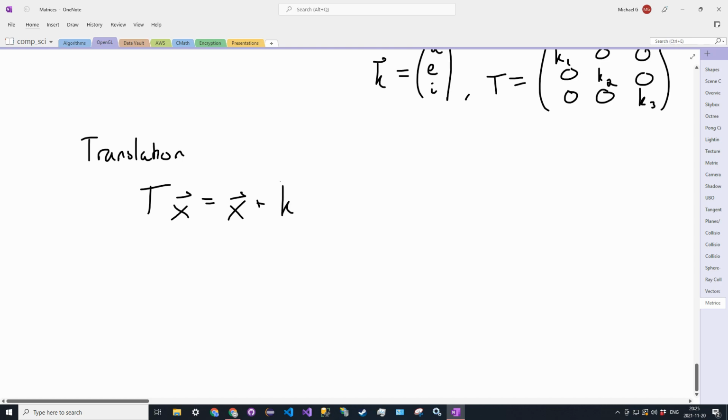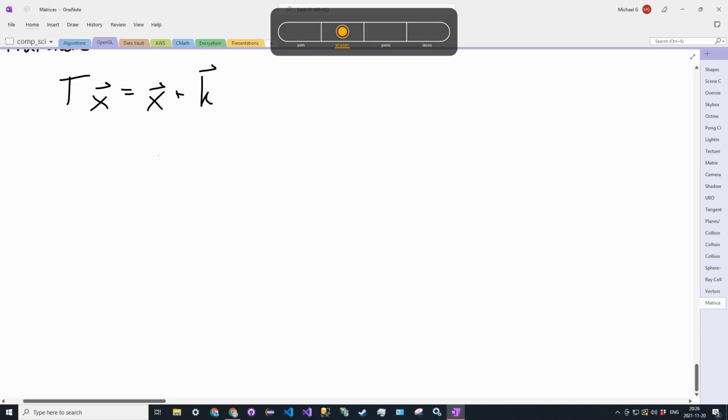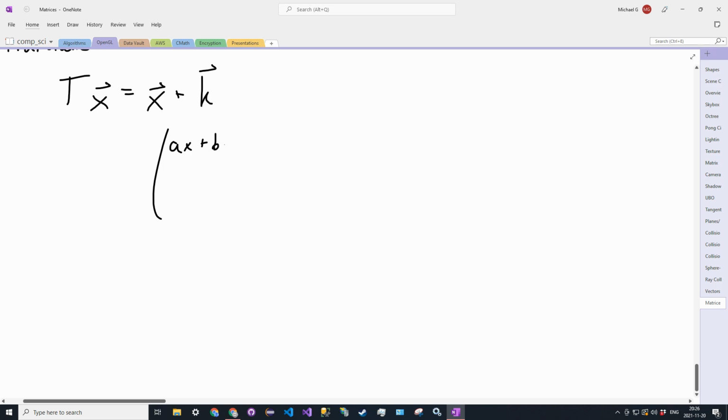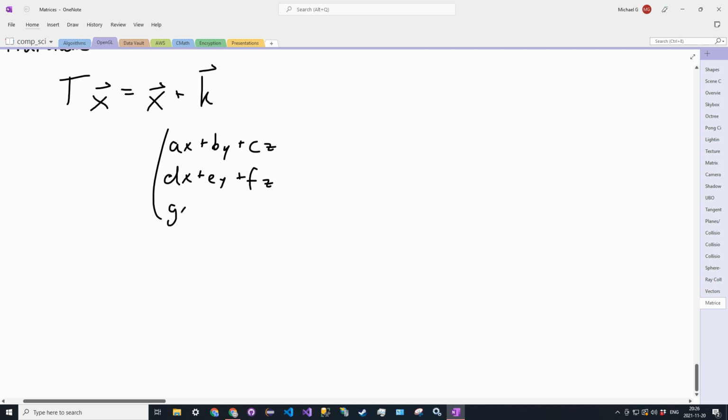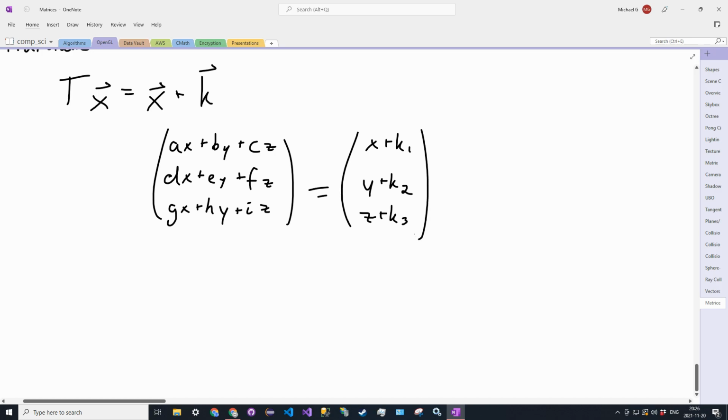Okay, so that's scaling. Now for translation, the goal is to have t times x equal to x plus k again, now our translation vector, because we want to translate it a different amount in each direction. So I'll just expand the multiplication here: ax plus by plus cz, then dx plus ey plus fz, and then gx plus hy plus iz. And we want this to equal x plus k1, y plus k2, and z plus k3, where those factors are different for each dimension.